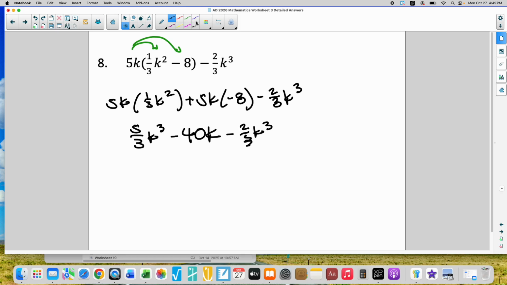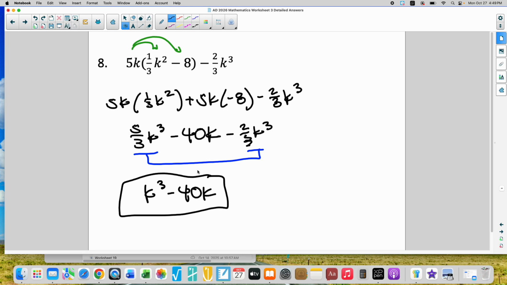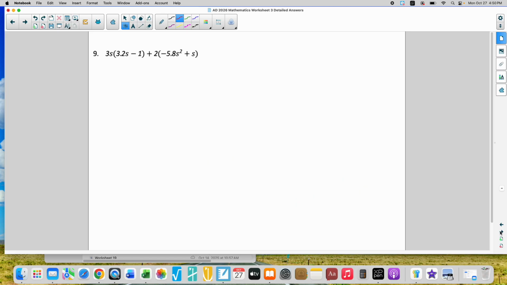These are like terms, k cubed. We're going to combine their coefficients. 5/3 minus 2/3 gives us 3/3, or k to the third. We wouldn't write 1, and that would be our answer. We would never write 1k. Do not write 1k. It's always written as k, or 1k to the third, excuse me.